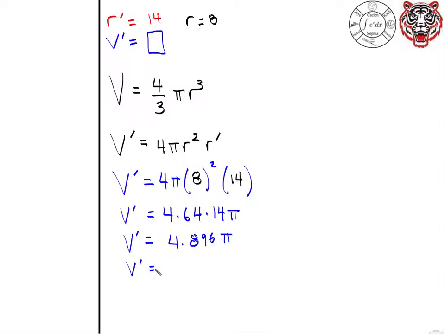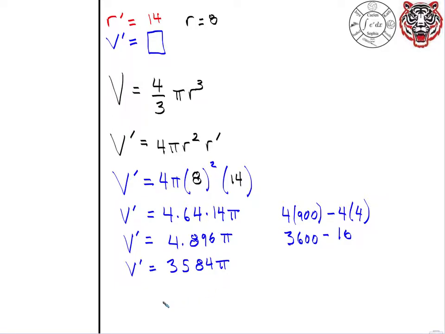V prime is equal to, I knew you were going to forget it. So this is going to be 900 times 4 minus 16. Because there's a subtracting 4 from the 900, 4 times 900 is 3600, and 4 times 4 is 16. So this is going to be 3600 minus 16, so this is going to be 3,584 pi. Is that right?